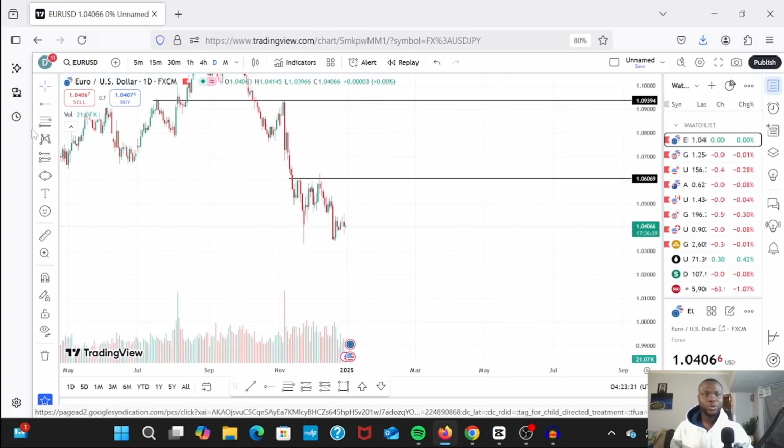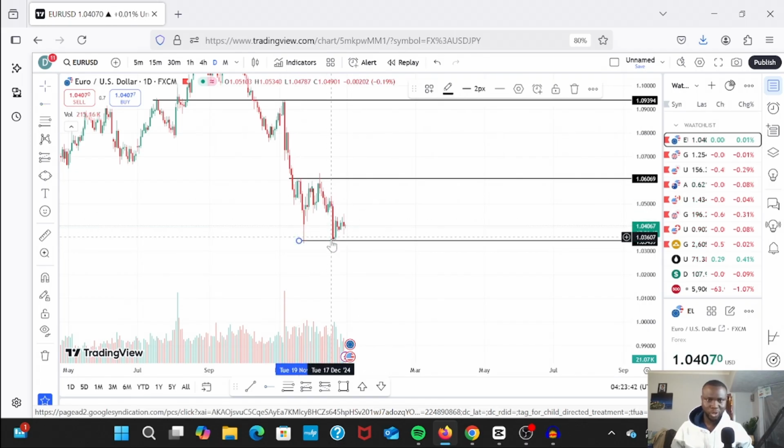So what I need to do is to get my next support. At this point, yeah, I'm having my next support. You can see the market came to this point, could not break out, but created a resistance. So we're having a support here, while here becomes our resistance.